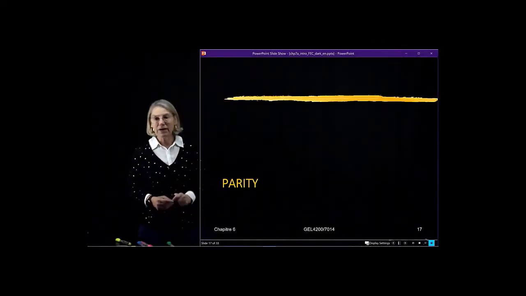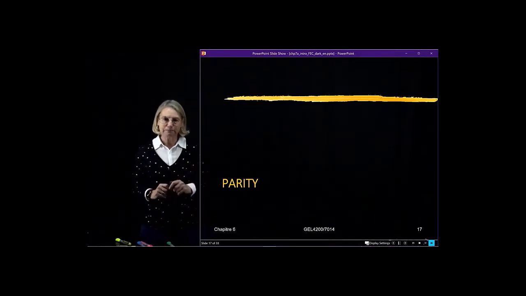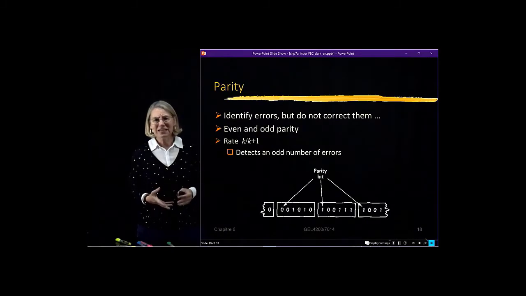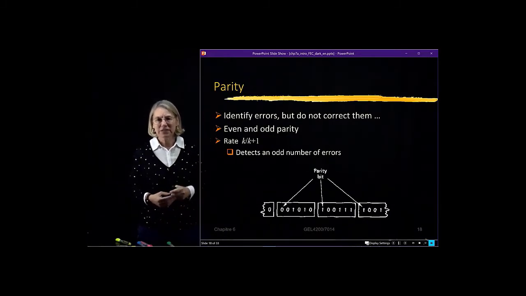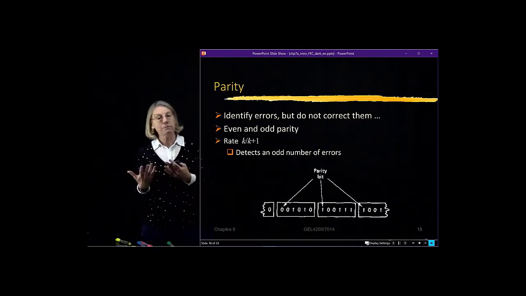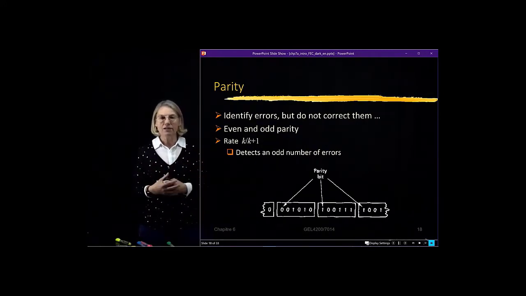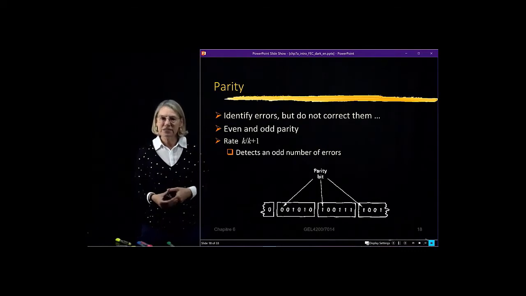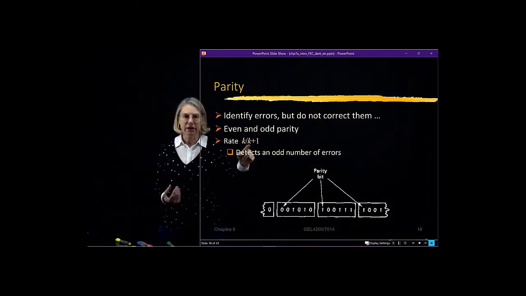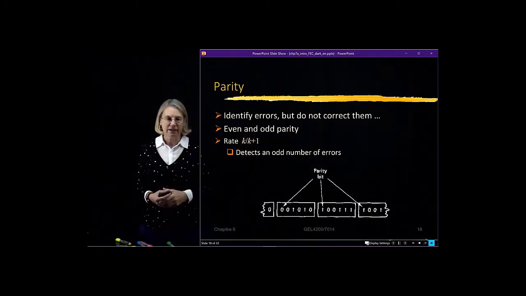So before we go on to forward error correction, one last topic to get over, and that is parity. In parity, the idea is to identify errors, but we don't necessarily correct them. A very typical parity would be even parity or odd parity. In this case, it's like a code, and we would say that there were k bits which were uncoded, and I'm going to add one bit, the traditional parity bit.